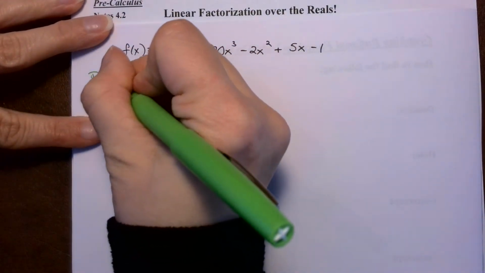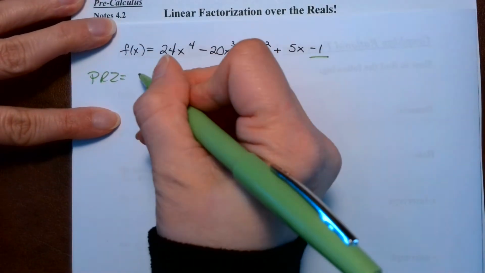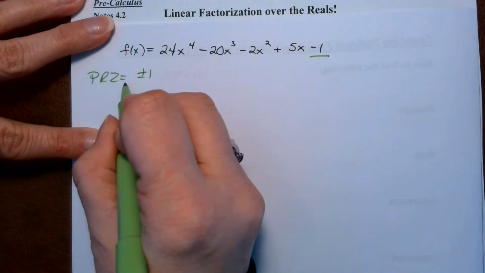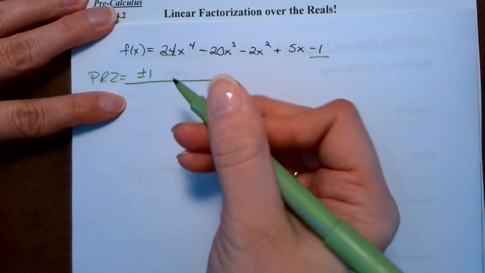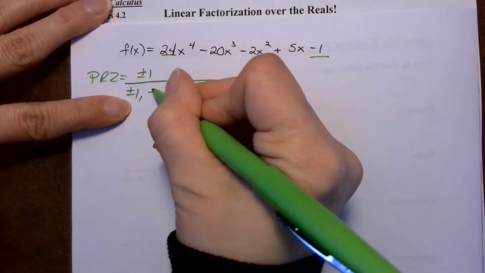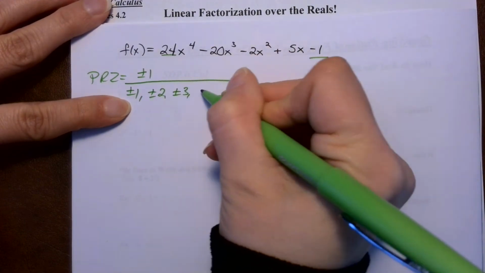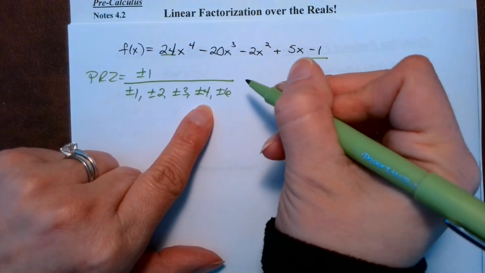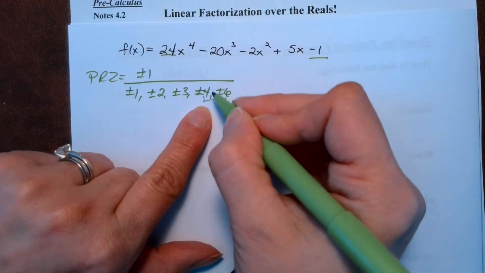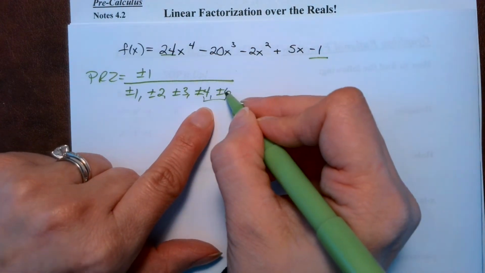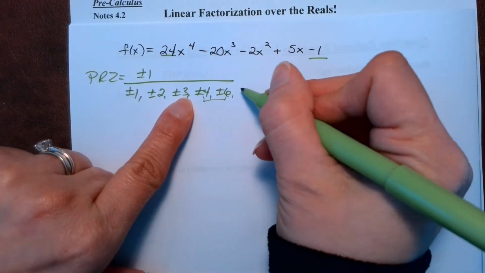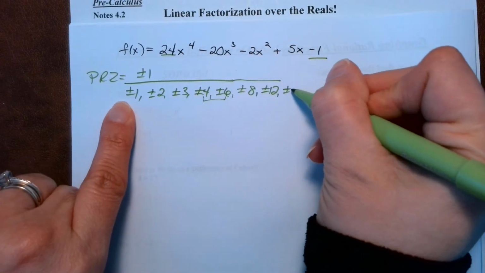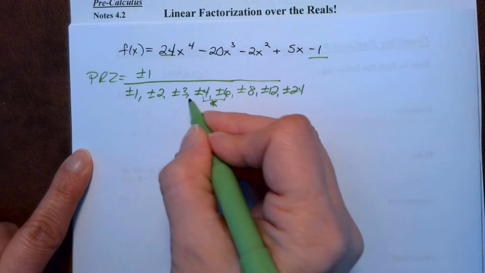Okay, so the PRZs. Factors of 1, oh, that's easy, plus minus 1. Oh no, look at this. Divided by the factors of 24. All right, what goes into 24? 1 and 2 and 3 and 4. Not 5, but 6 does. Oh, 4 times 6 is 24. Okay, I've hit the halfway point. When you've hit the halfway point, you just have to bring it on home, okay? 3 times 8 makes 24. 2 times 12, and 1 times 24.